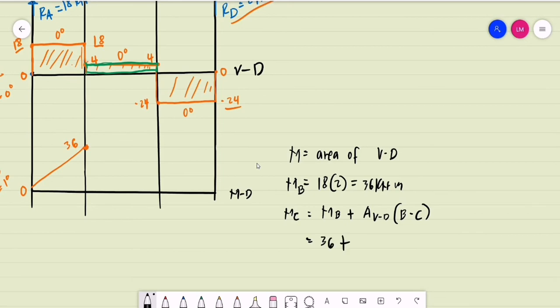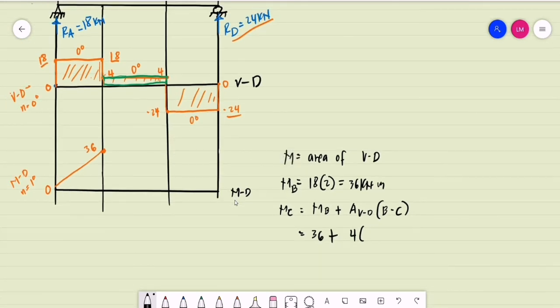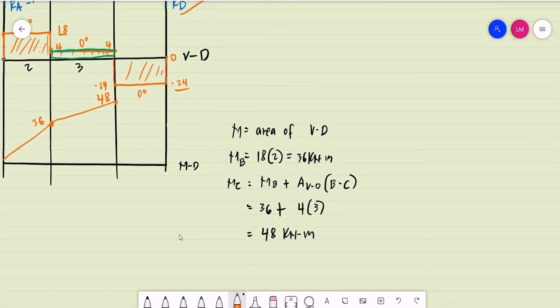What is the area of the shear diagram for segment BC? That is, we have a height of 4 and what is the length? So again, this is 2 meters. This is 3 meters. So this is 4 times 3. So we'll be having the moment at C is 36 plus 12. That is the same as 48. This is 48 kilonewton meter. So we have a 0 degree on the shear diagram, so a first degree on the moment diagram. So from 36, I will be having a magnitude of positive 48. Okay, then these graphs on the moment diagram are first degree.